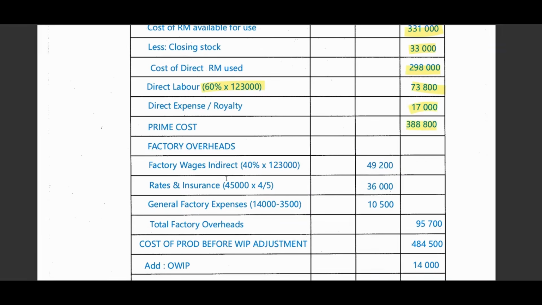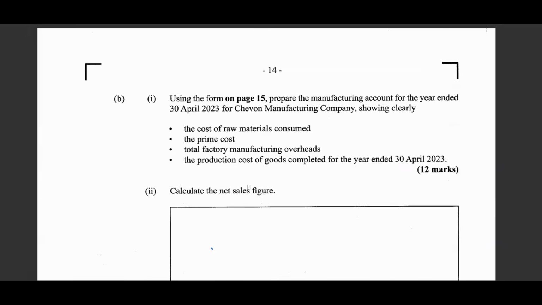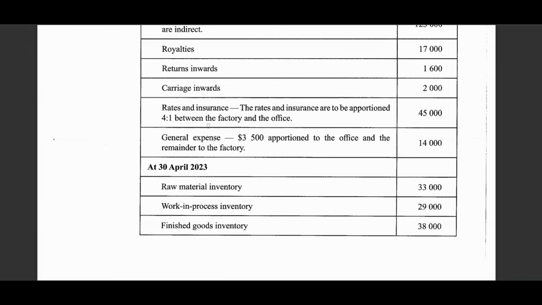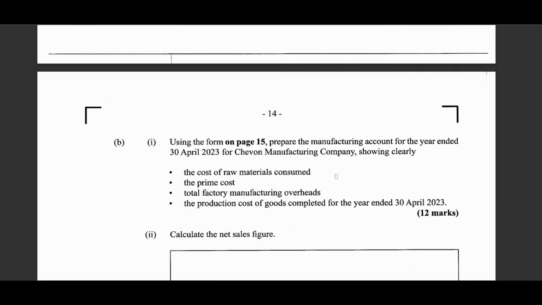Next up, we need to add our factory overheads onto that. Factory wages, remember, were 40% indirect. So 40% of 123,000 gives us 49,200. Rates and insurance, guys. Let's have a look back at rates and insurance. It was 4-to-1 between factory and the office. That means 4/5 went to the factory, 1/5 went to the office. And right away, general expense also apportioned, 500 to the office, remaining to the factory. General expense was 14,000, so you'll work on that in the manufacturing account down below as well. Let's check it out.